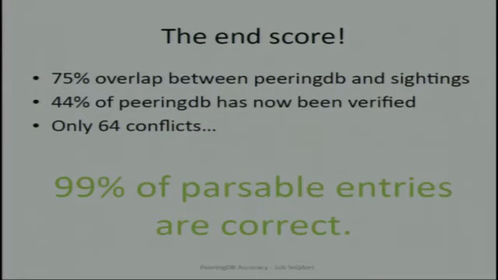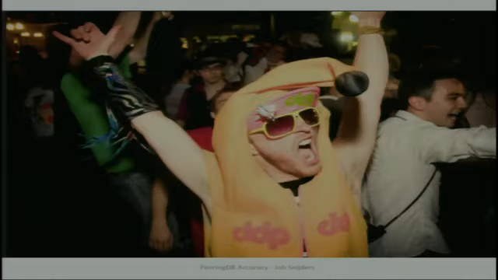75% overlap between the PeeringDB data and the sightings in the wild. 44% of PeeringDB has now been verified as correct. This means that 99% of the data in PeeringDB is actually correct. And that flabbergasted me, because I thought it would be 75%. So that's why I included the next slide. 99%, guys, it's awesome. This means we can really use PeeringDB, and everybody should use it.